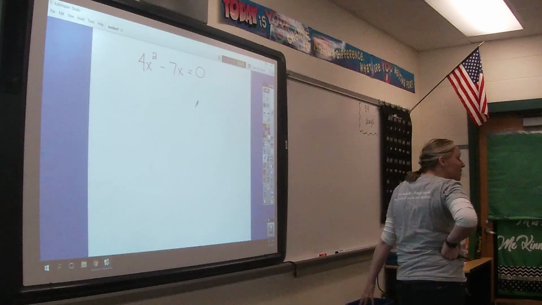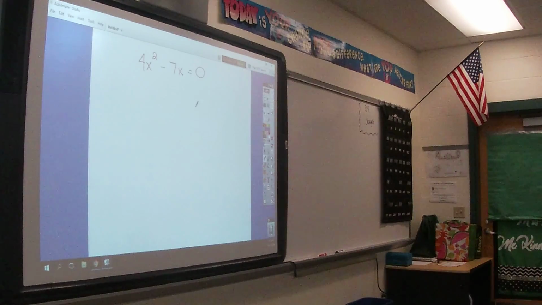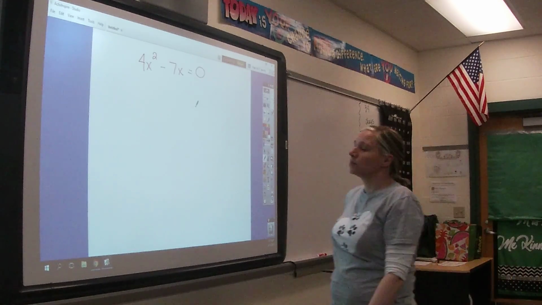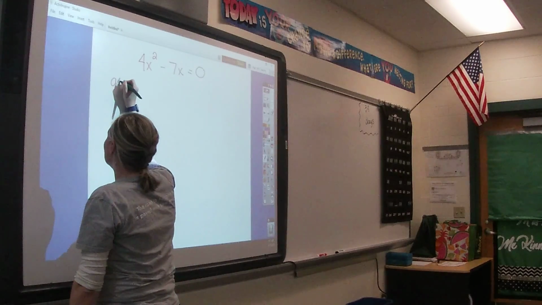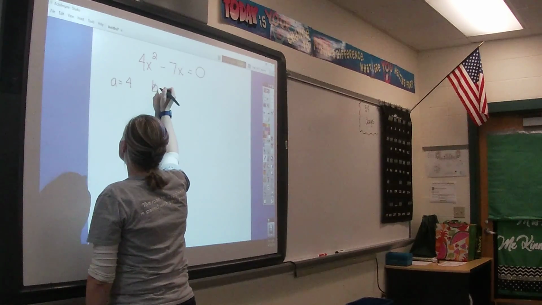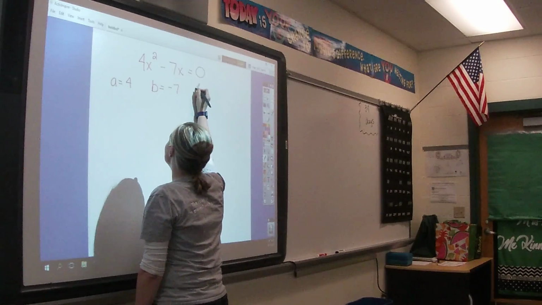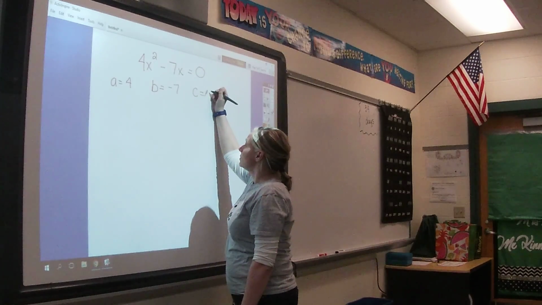Remember, we also said yesterday that this works no matter where we have A, B, and C. So even though I might choose to solve this a different way than you might choose to solve it, we can still use the quadratic formula on this. Okay, so what does A equal? 4. What does B equal? Negative 7. What does C equal? 0.